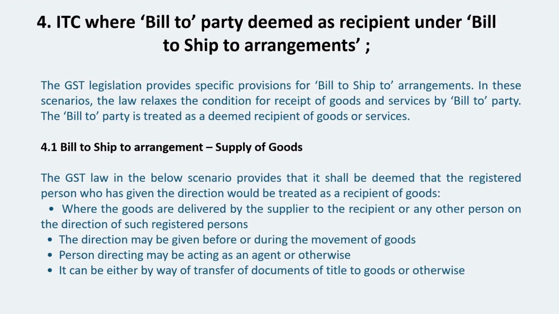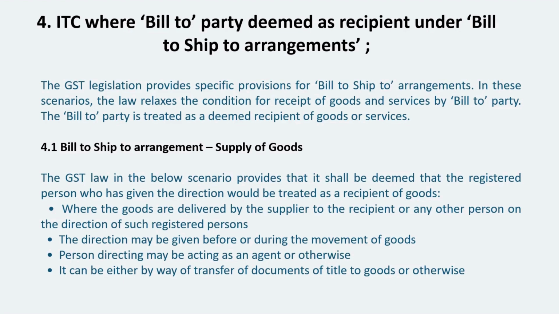There may be two scenarios. First is bill to ship to arrangement, supply of goods. The GST law in the below scenario provides that the registered person who has given the direction would be treated as a recipient of goods, where the goods are delivered by the supplier to the recipient or any other person on the direction of such registered person.